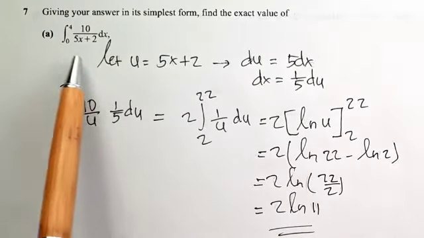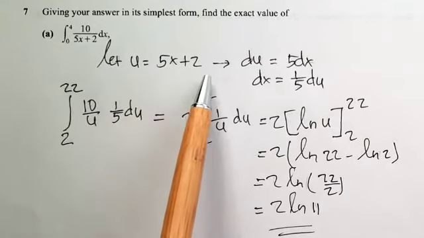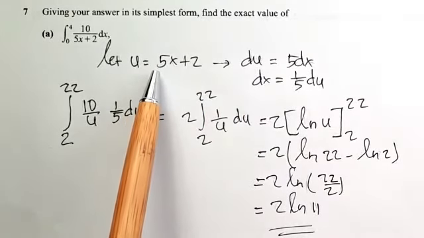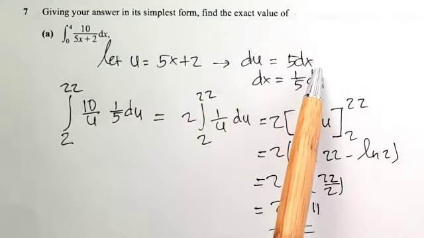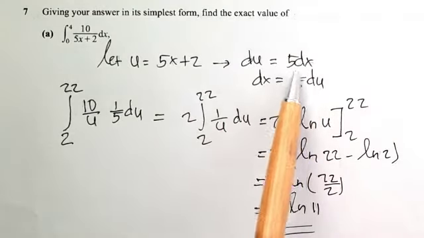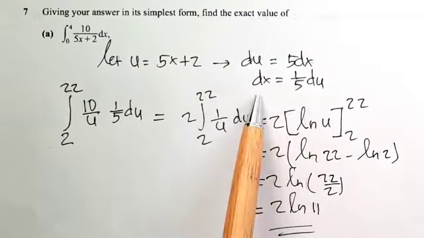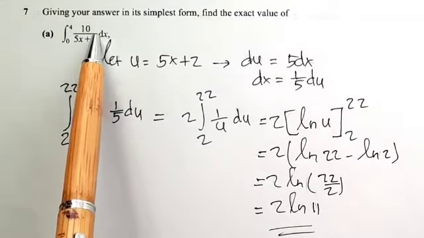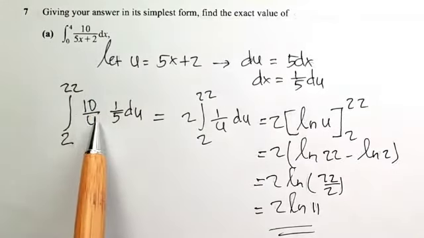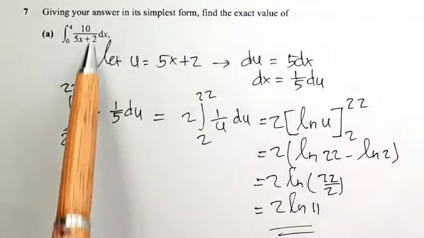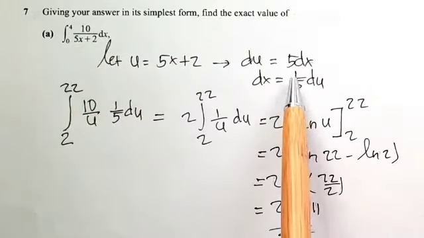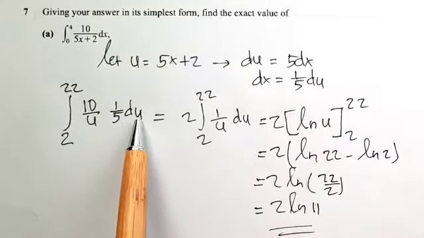Here we let u equals 5x plus 2, and then du/dx is 5, or du equals 5 dx, and from here we can calculate dx. dx is 1 over 5 du. Substitute 5x plus 2 by u, thus the integral of 10 divided by u, and dx is substituted by 1 over 5 du.